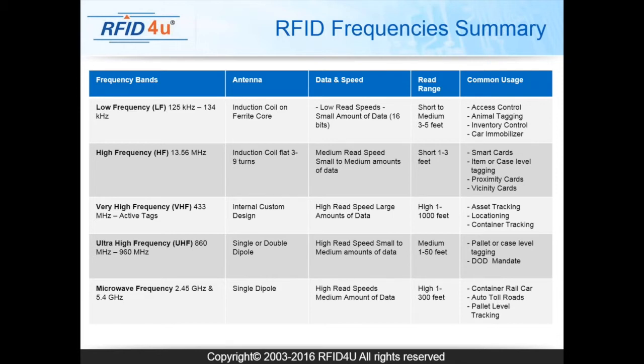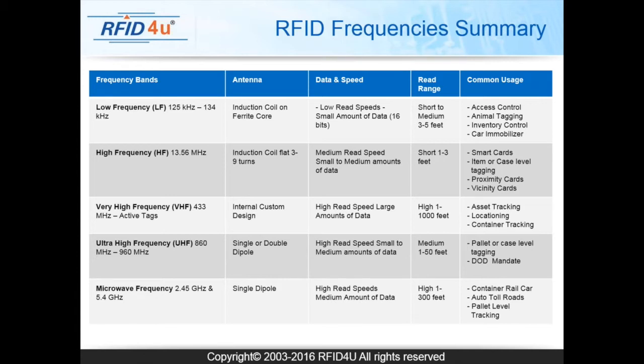VHF, a very high frequency, is for active tags, and this is the frequency at which the active tag itself transmits. You have high read speeds and you get a large amount of data. You have a read range up to 1,000 feet under ideal conditions, and common usages are asset tracking, locationing, container tracking, fleet tracking, those types of things.